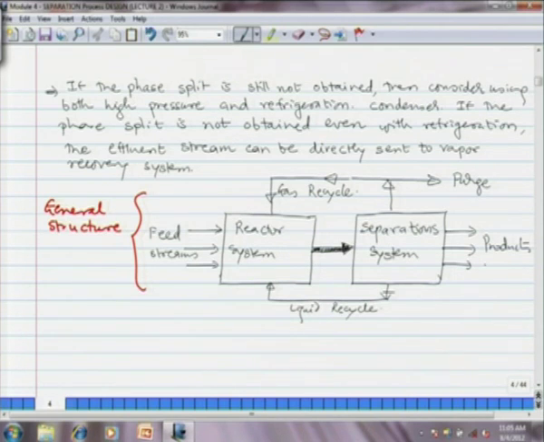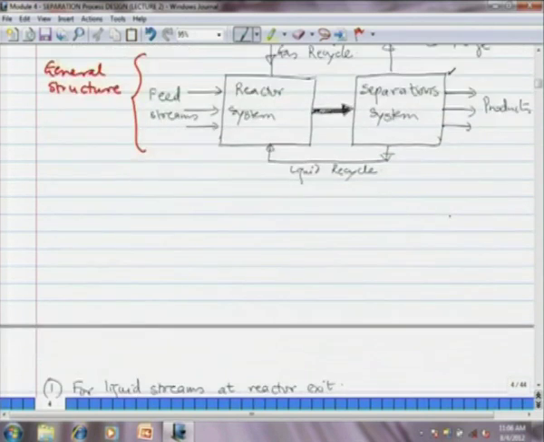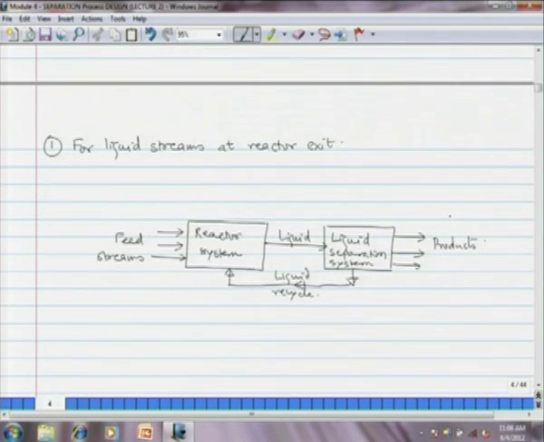Now, we have shown only the block diagram, we have not shown the details, okay, as to what kind of separation system exists, but we can open the second box later on. And then we have product streams, a liquid recycle stream and a gas recycle and purge stream. For the liquid streams at the reactor exit, we have a reactor system, then a liquid separation system. The liquid separation system could be distillation, it could be extraction and so on and so forth.